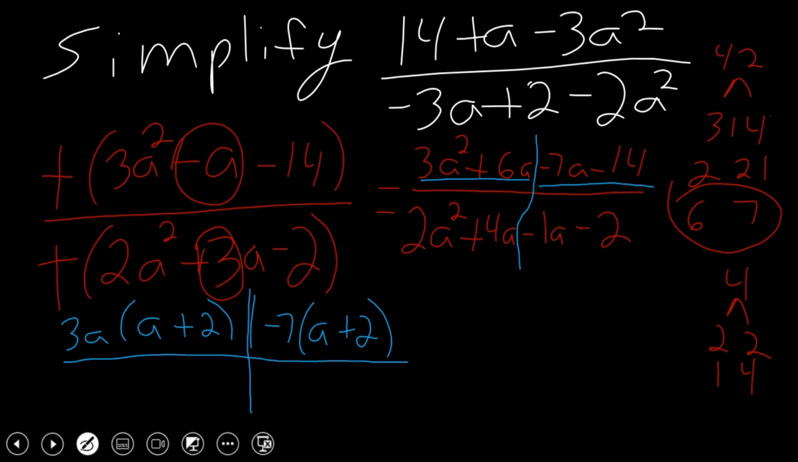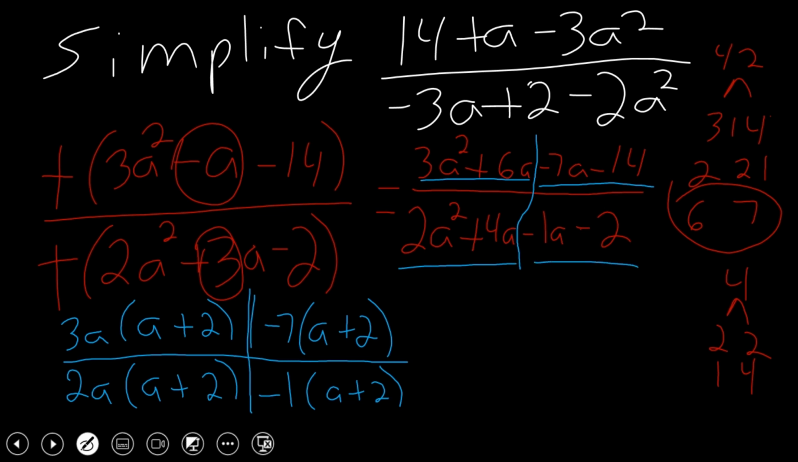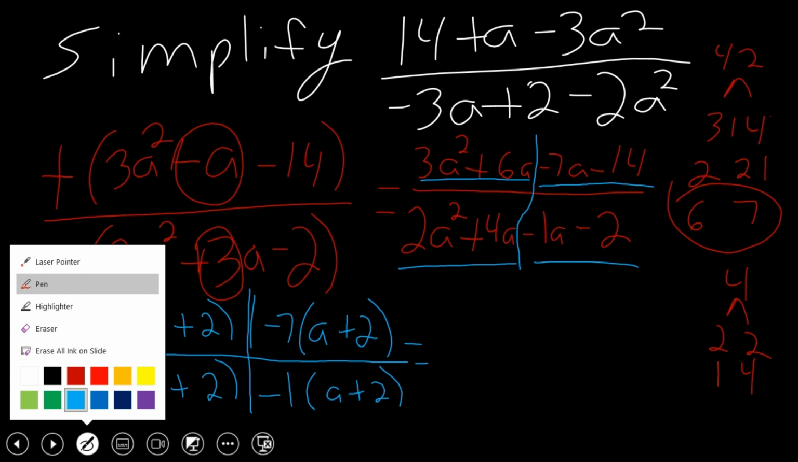Now for the bottom portion, we're going to pull out a 2a from the first one. So we're going to do 2a, a plus 2, okay? And then we're going to pull out a -1, a plus 2. So 2a goes into both 2a squared and 4a. So that's why I pulled out a 2a. And over here on the other side, a -1 goes into both of those.